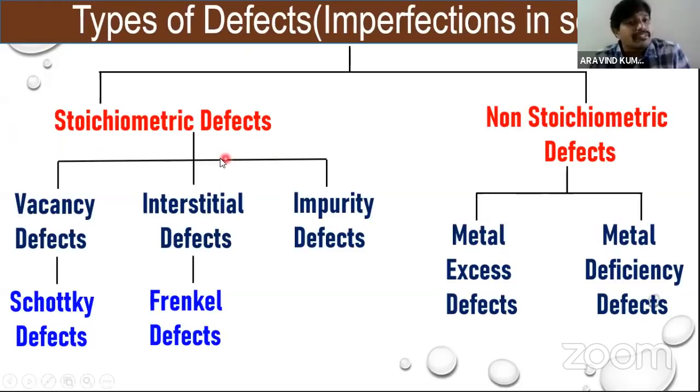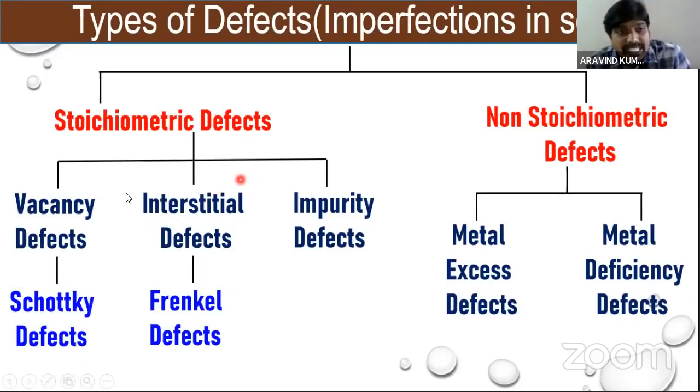Now, stoichiometric defects are classified into three types, ma. The first one, vacancy defect. I have highlighted Schottky defect because Schottky defect comes under vacancy defect, ma. That's the reason I have highlighted this with a blue color, which is very important for your 4 marks.